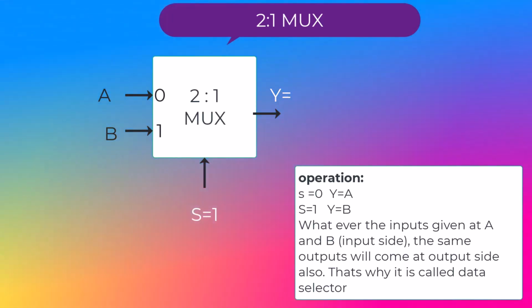Now we will see another case. If S is equal to 1, B will be selected. That means B will be transferred to the output. If B is equal to 0, then 0 will be transferred to the output, as well as if B is equal to 1, that 1 will be transferred to the output. So whatever it is, either A or B, depending on the selection line, it will be transferred. So finally, the logic expression for this 2:1 multiplexer is Y is equal to S dash A plus SB.